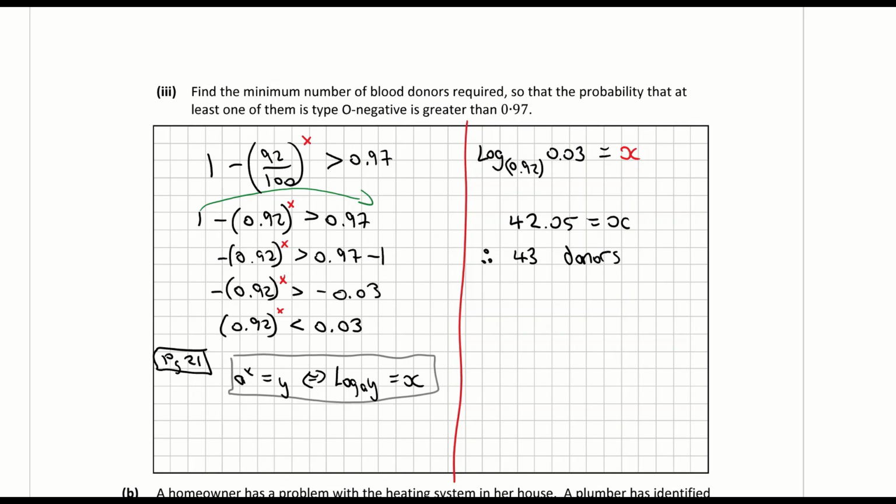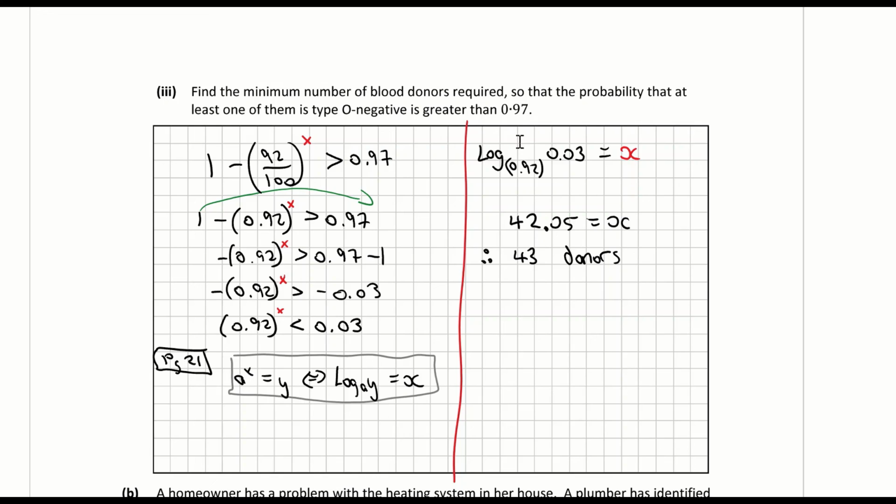Because if I subbed in 42 as my power there, I would get a value which is less than 0.97. 43 is the nearest whole number. That gives me a value greater than 0.97. Obviously, we can't have a decimal as a donor number. That's why we have to round it up. So logic there tells us it's 43, not the mathematics to tell us it's 42.